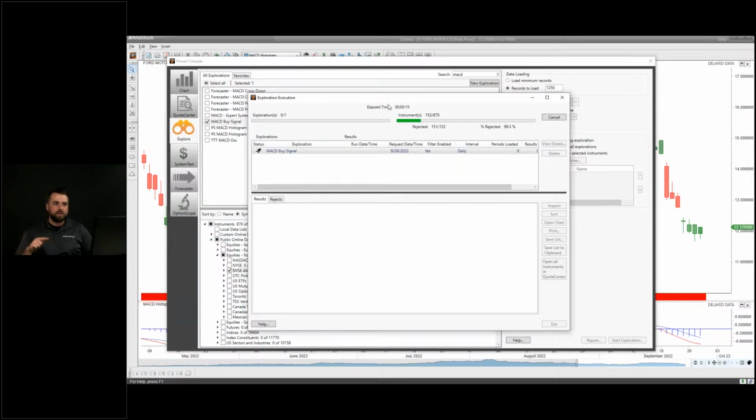So instead of me going through these 870 different charts and applying the MACD, either expert advisor, or we also have a template and other things of that nature, this is scanning all of them for me, and you're seeing it's actually rejecting about 99.5%. So it's rejecting quite a high percentage of them and telling me, hey, this does not have a buy signal right now, because that's all I'm searching for, that MACD buy signal.